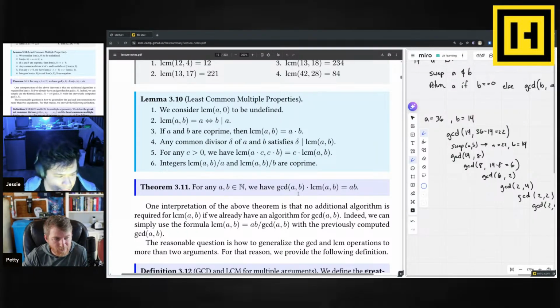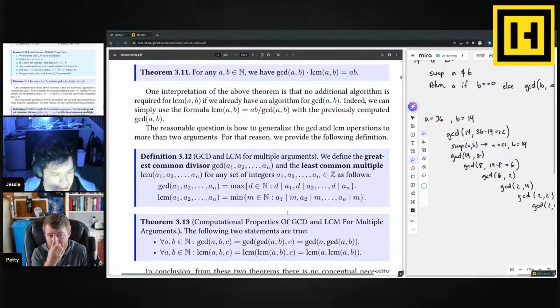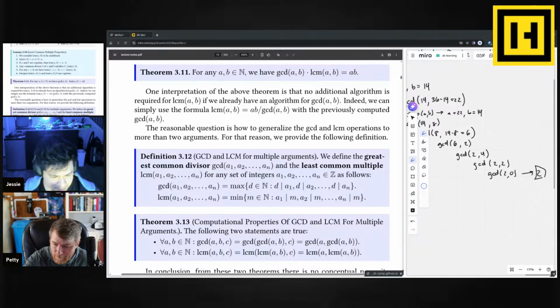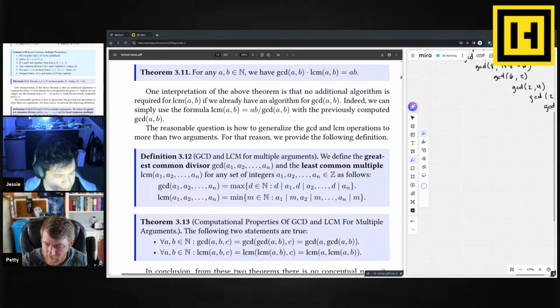Yeah. So Theorem 3.11. For any A and B belonging to the set of natural numbers N, we have GCD of A and B times LCM of A and B is equal to AB. One interpretation of the above theorem is that no additional algorithm is required for LCM of A and B if we already have an algorithm for GCD of A and B. Indeed, we can simply use the formula LCM of A and B is equal to AB divided by GCD of A and B, with the previously computed GCD of A and B.